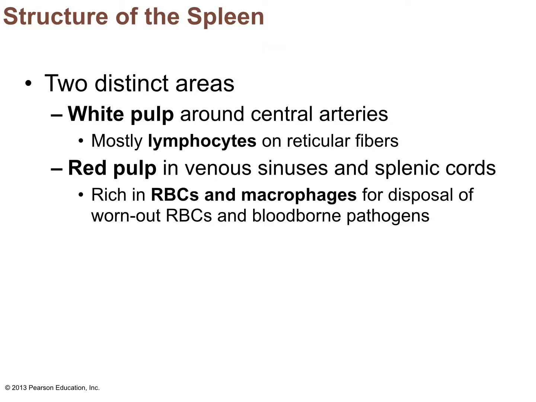We have 2 key areas in the spleen. We have white pulp and red pulp. And most of the white pulp is made up of lymphocytes. And the red pulp has red blood cells and macrophages. And even the macrophages there are designed to get rid of worn out red blood cells, pathogens, things like that.